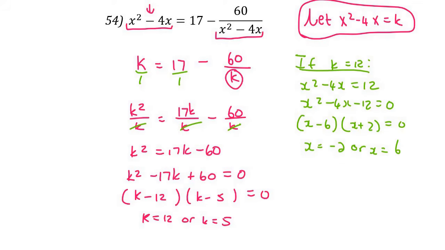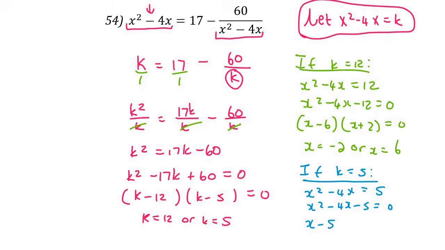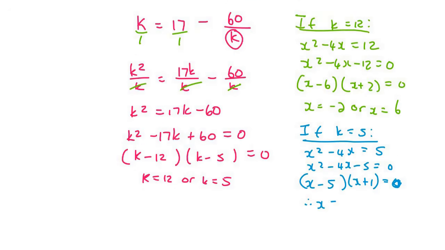Then we can do the other one. So we can say if k equals 5, then x squared minus 4x equals 5. Bring the 5 over. And this one will factorize like that. And so therefore we can say that x is 5 or x equals negative 1.